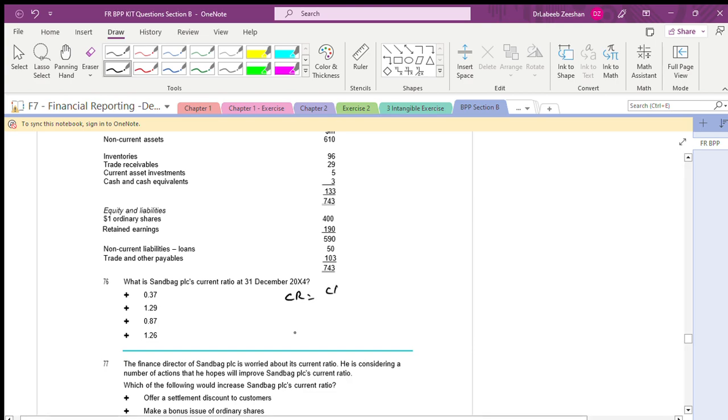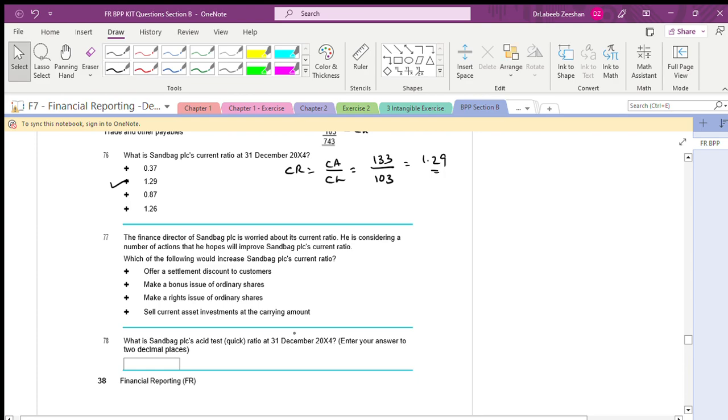Current ratio is equal to current assets divided by current liabilities. How much are the current assets? Current assets are 133. Current liabilities are 103. 133 divided by 103 comes to 1.29.